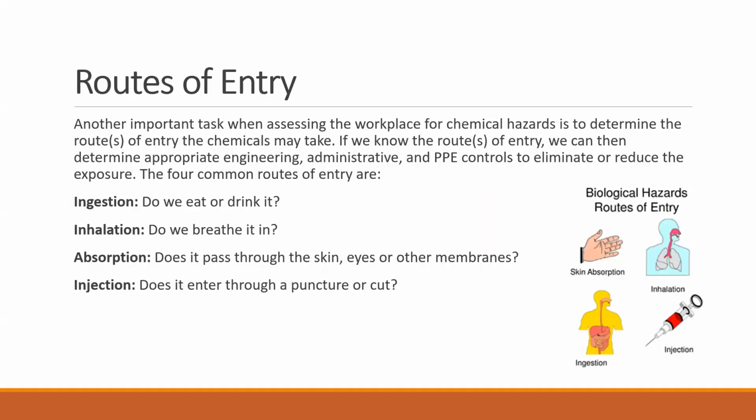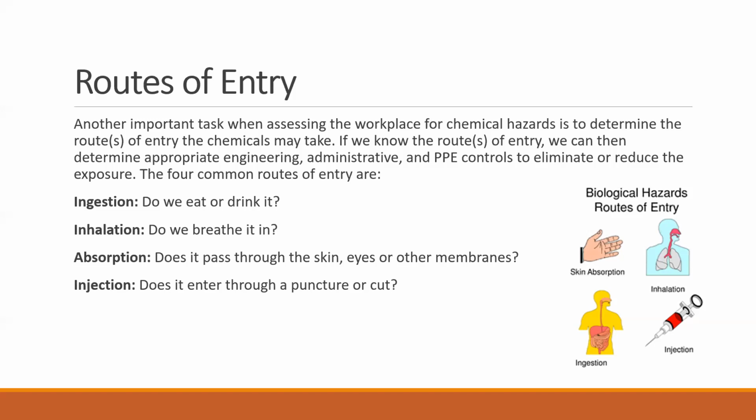Routes of entry. Now we understand the forms of material. Definitely this material is going to enter our body by some route. So what could be those routes? For example, if it enters through our mouth by eating or drinking, it will be considered as ingestion. If it enters our body through our breath, through our nose, it will be considered as inhalation. For example, dust we are going to inhale.